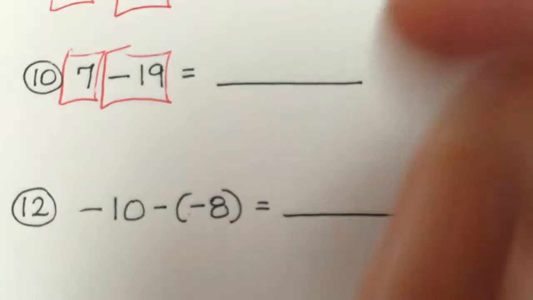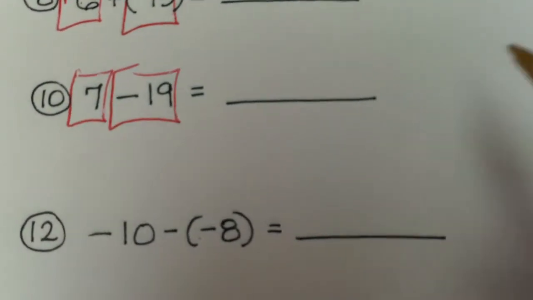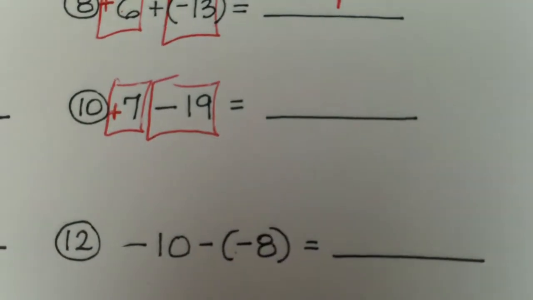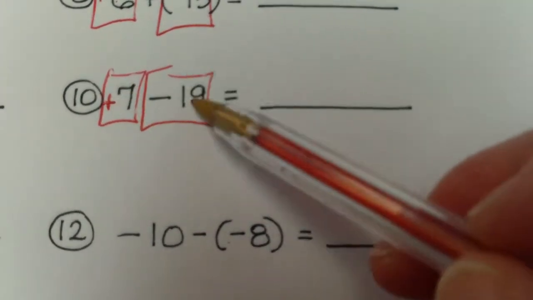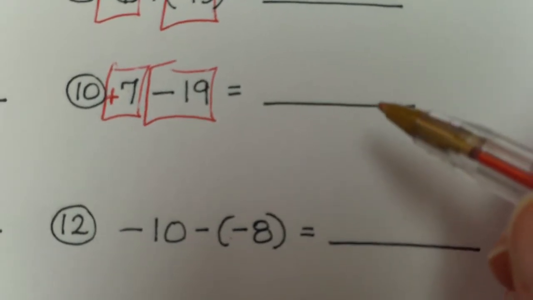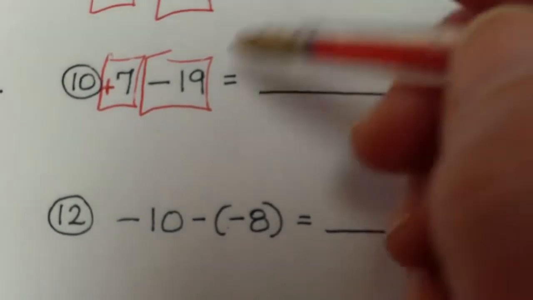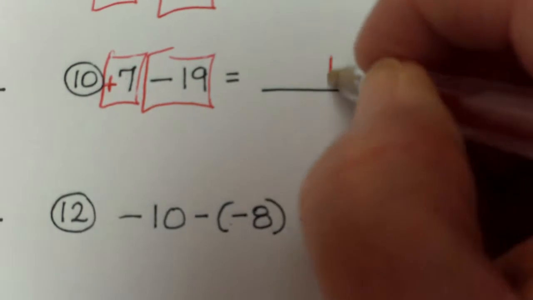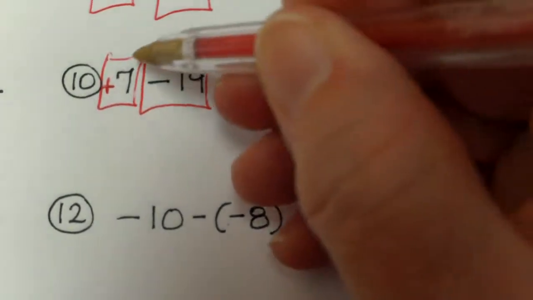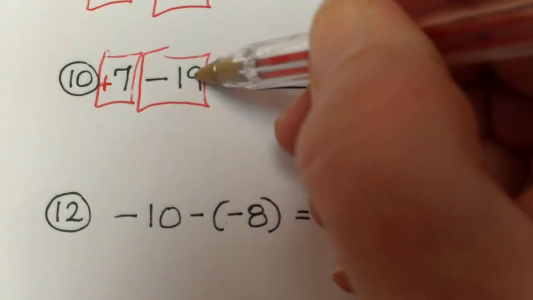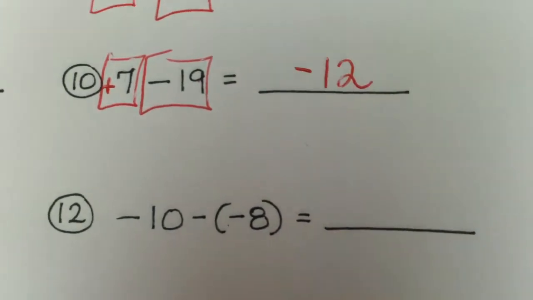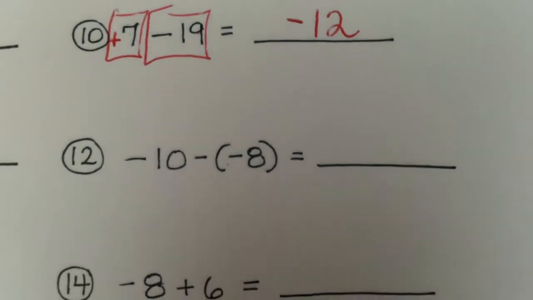Number 10, no double negatives. So we box our numbers with the sign directly in front of it. 7 has no sign, so we understand it to be a positive 7, a negative 19, opposite signs subtract. 19 minus 7 is 12. Taking the sign of the larger digit, 19 is negative, so your answer is negative.